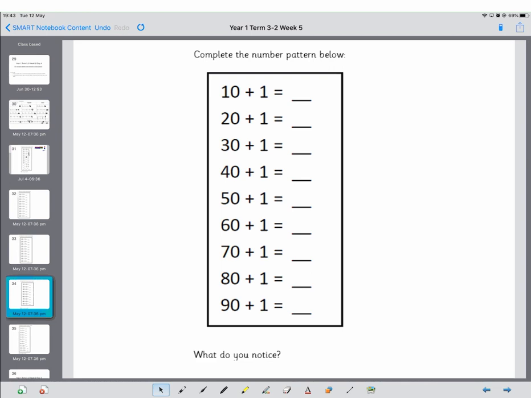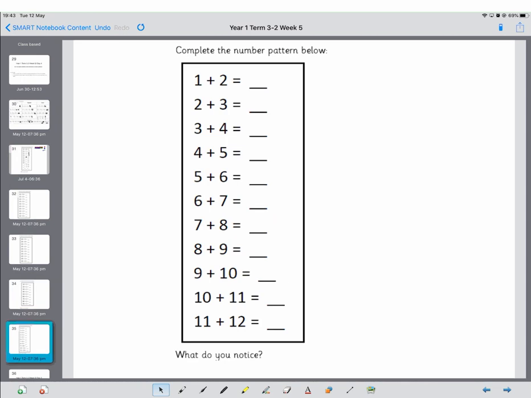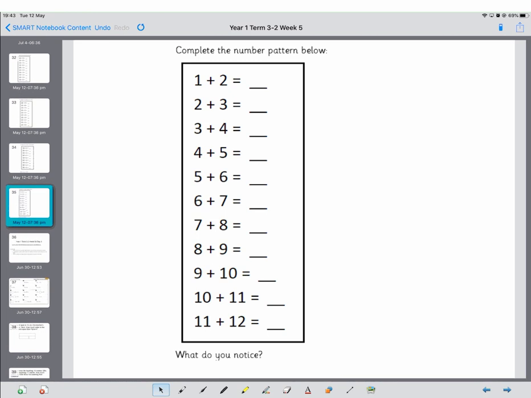Next one, I'd suggest you use 10 bars if you've got sufficient. And this last one is actually very interesting. So, have a think about what it's going up in each time. And that is the end of today's maths lesson.